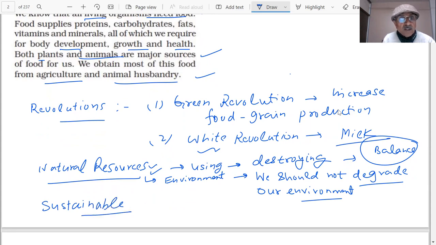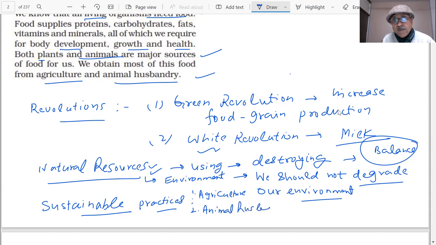What do you mean by sustainable practices? Where in agriculture, main is agriculture, and second, animal husbandry. So we are talking of sustainable practices. What do you mean by sustainable practices? Tell me.